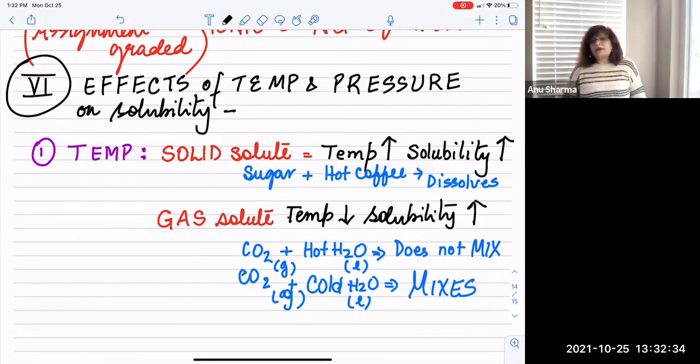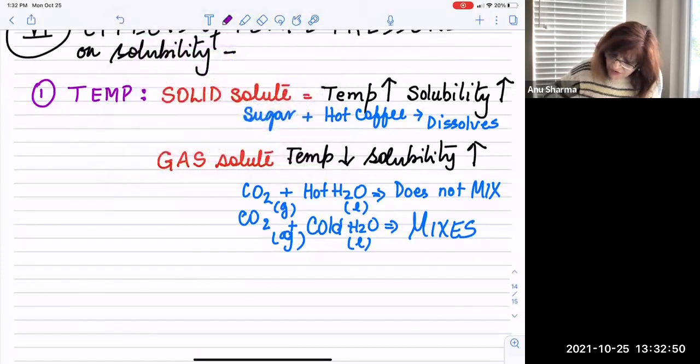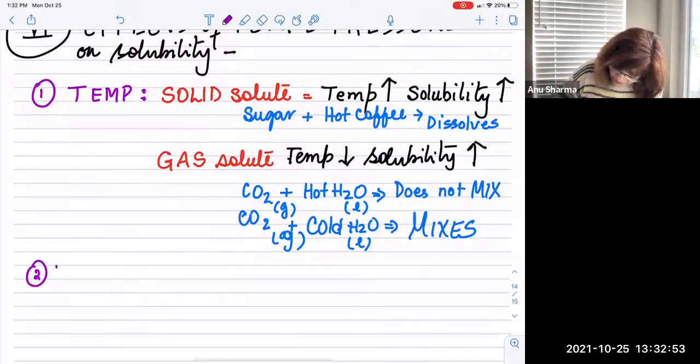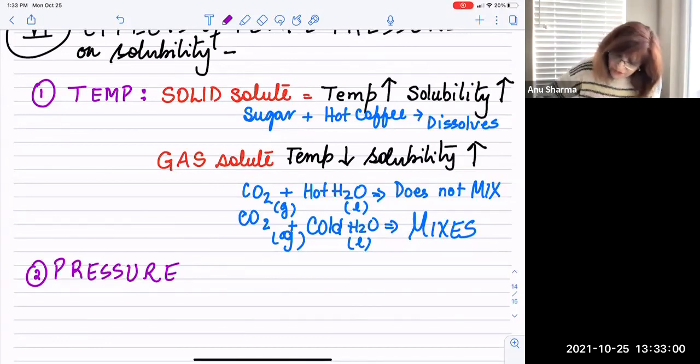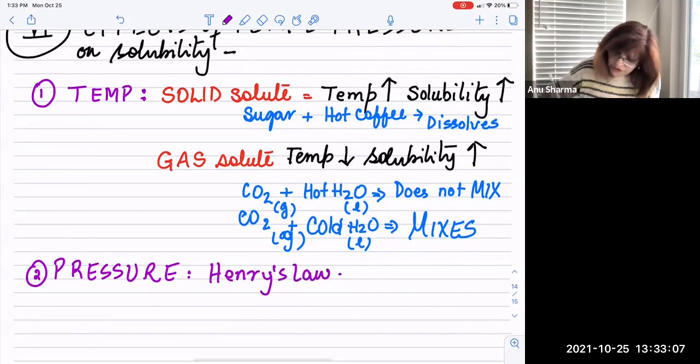Solids, liquids, it doesn't matter. Obviously a little bit hot is still going to matter. But for solids, if the temperature increases, solubility increases. For gas, if the temperature increases, it does not mix. When it's cold, then it mixes. So that's one piece. Next thing is about the pressure, and that is Henry's law.